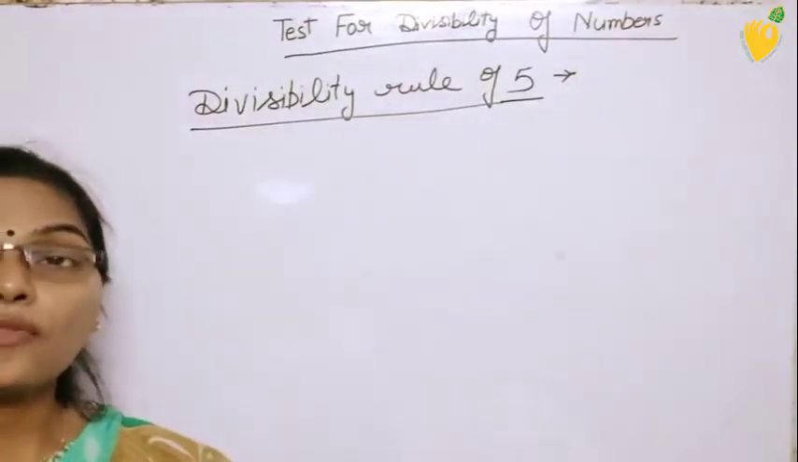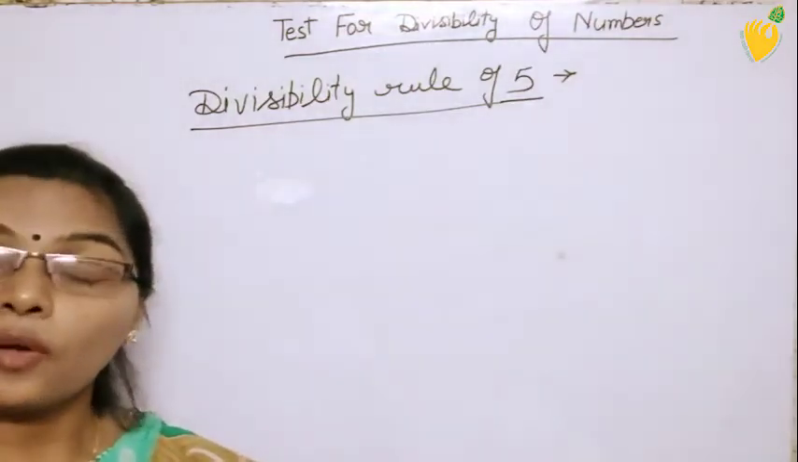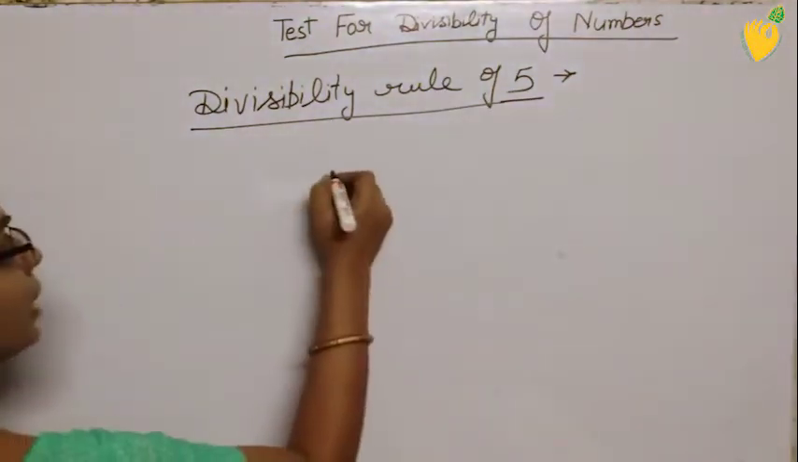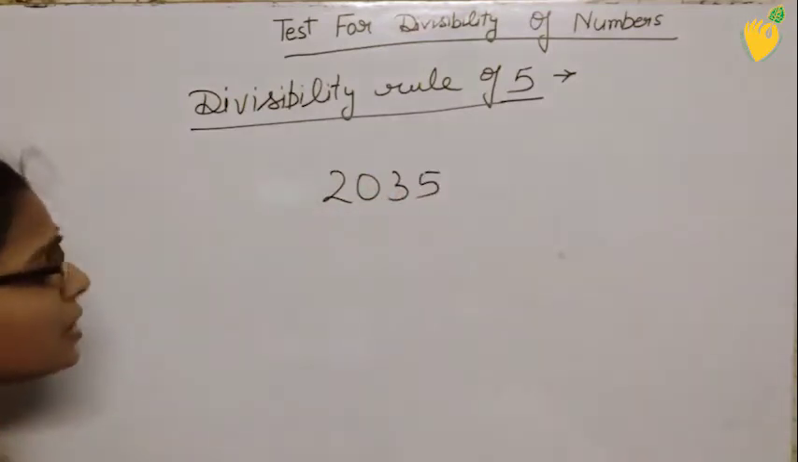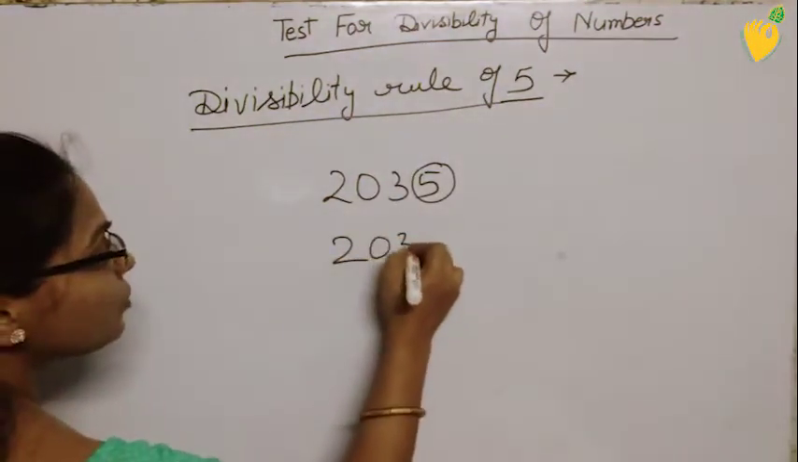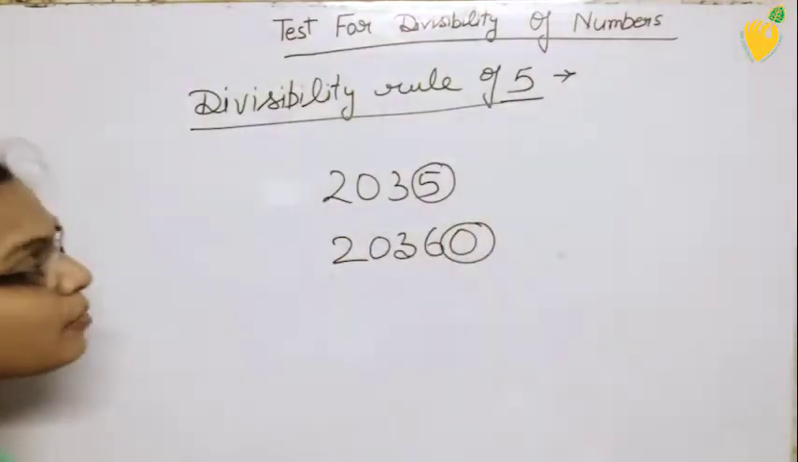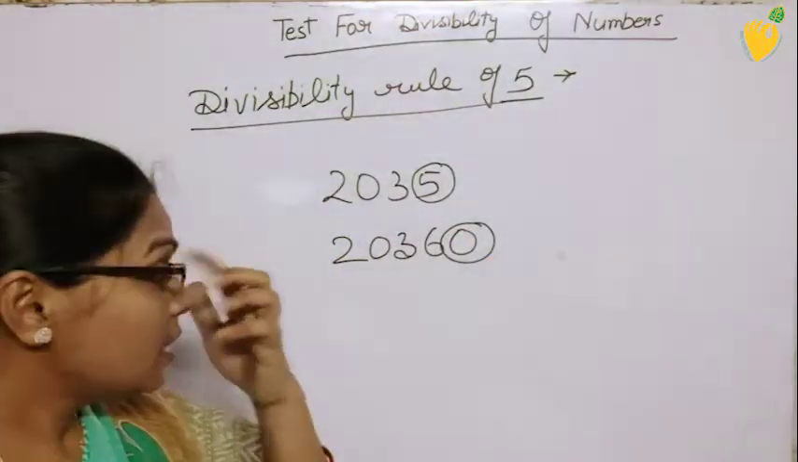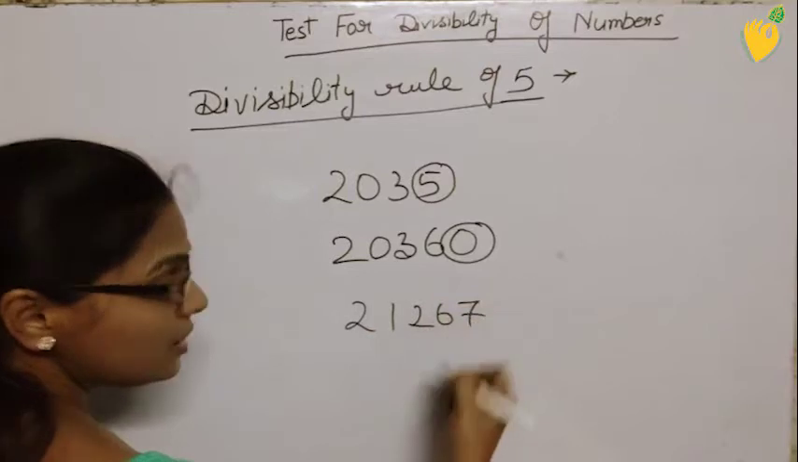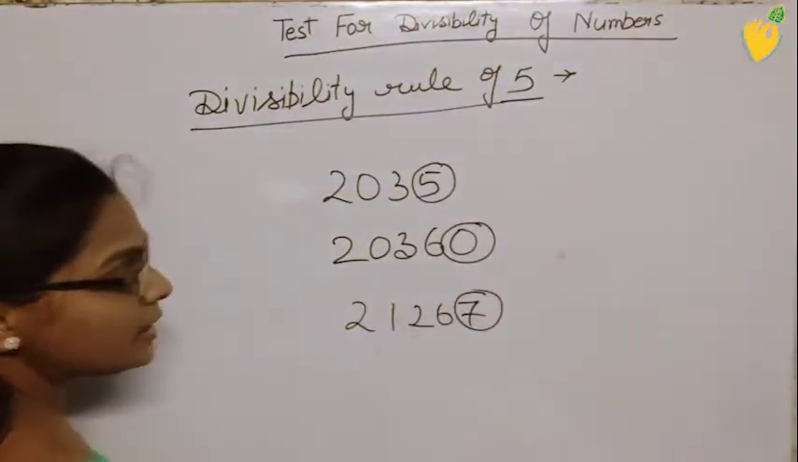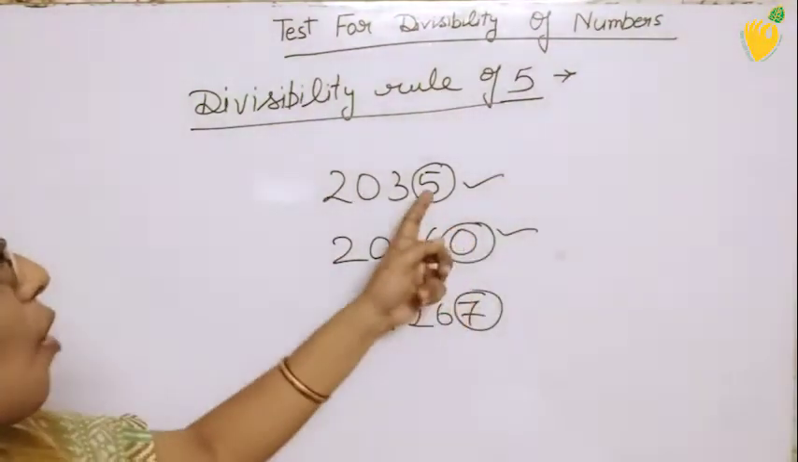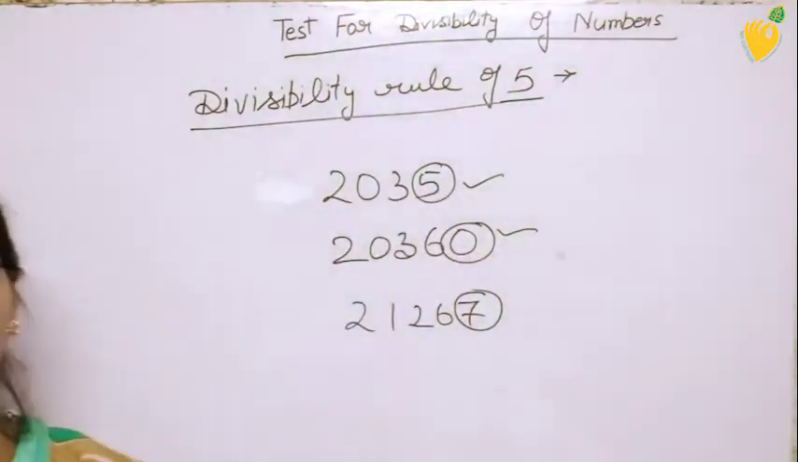Next is divisibility rule of 5. A number is divisible by 5 only and only when the unit digit is 0 or 5. See, students, any number 2035, is it divisible by 5? Yes, because the unit digit is 5. 20360. This is also divisible by 5 because the unit digit is 0. Is this number divisible by 5? No, because the digit at the unit place is 7. So, the digit at the unit place must be 0 or 5 if it is divisible by 5.